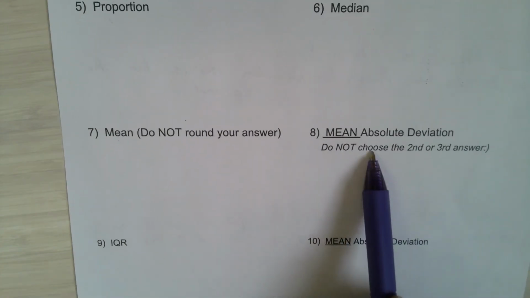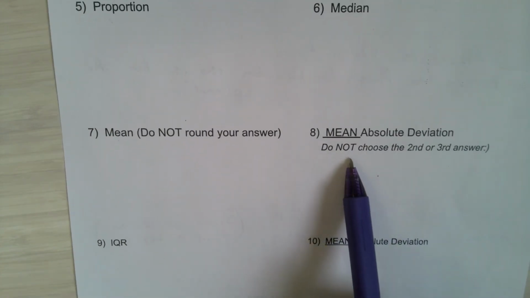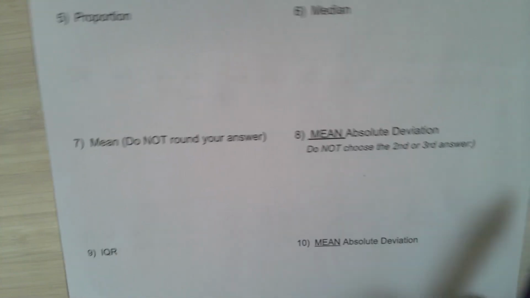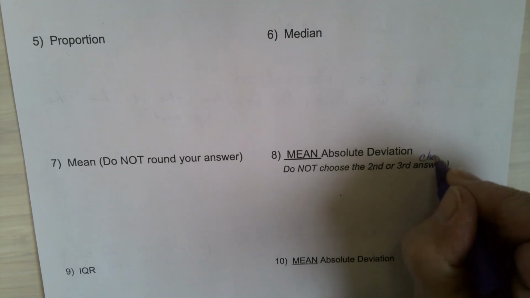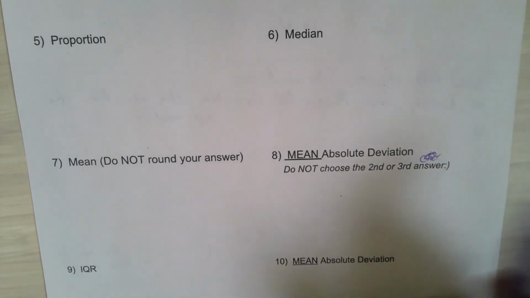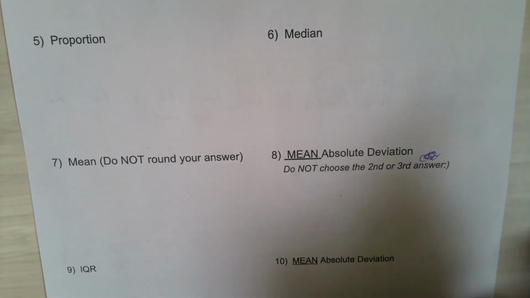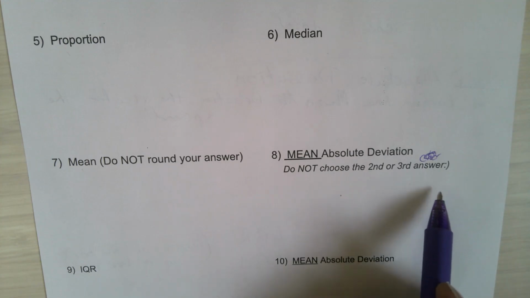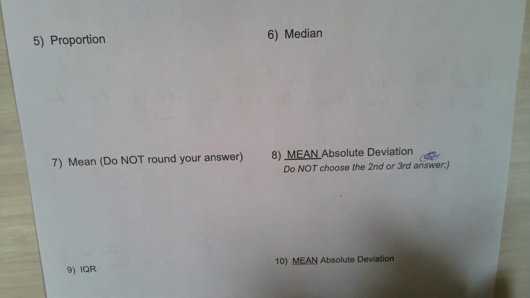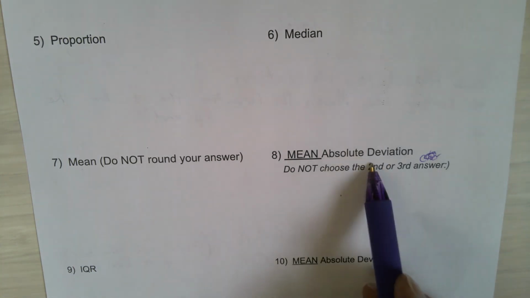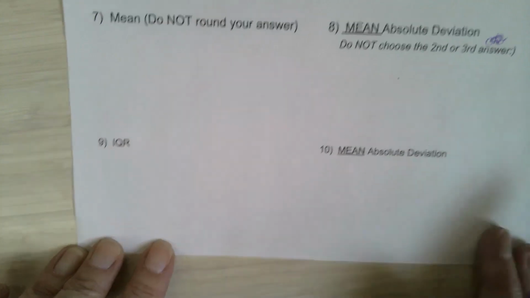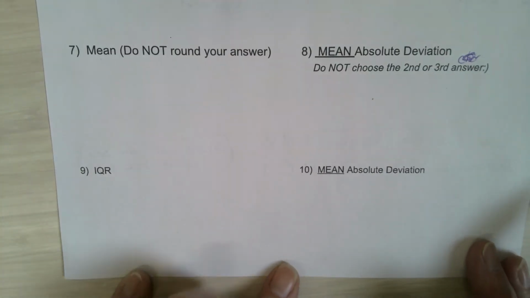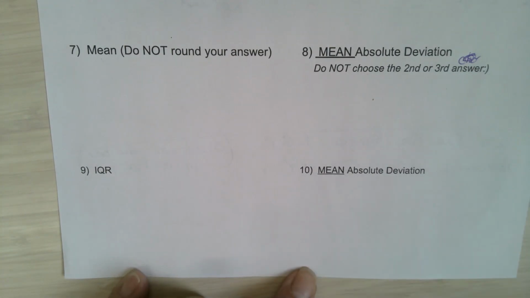Mean absolute deviation. In number 8, do not choose the second or the third answer choice. They're the same, and neither one of them is the correct answer. So just don't choose it. It's either the first or the fourth one is the correct answer for number 8. Number 9, an IQR question, and number 10, another mean absolute deviation.